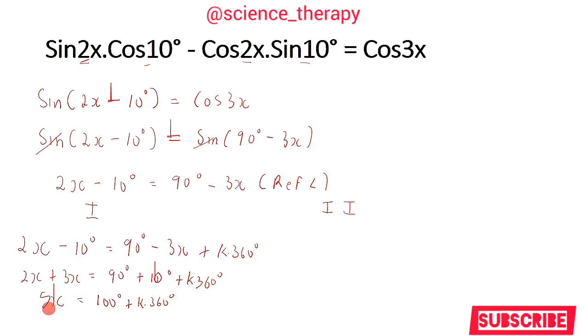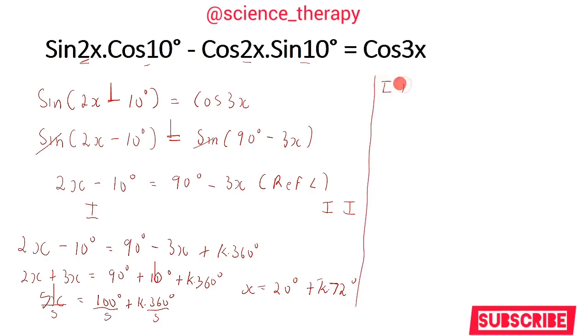Now at this point, what do we want to do? Just want to divide everything by 5, even the period here, divided by 5. Then we have x is equal to 100 divided by 5, that's 20 degrees, plus k 360 degrees divided by 5, that should give us 72 degrees. And then now let's solve for the second quadrant.